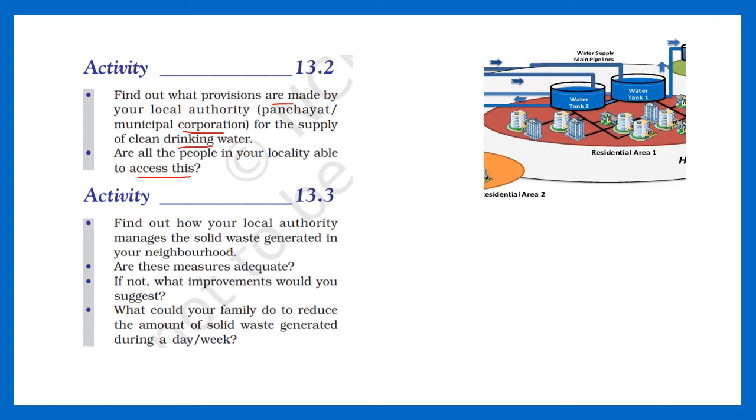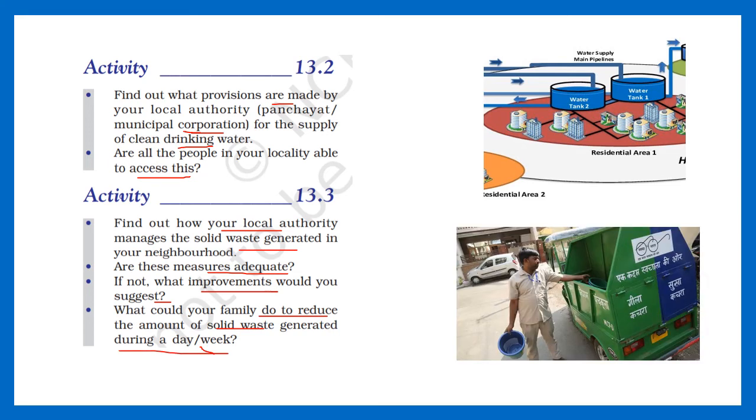Another one is to find out how your local authority manages the solid waste generated in your neighborhood. Are these measures adequate? If not, what improvements would you suggest? What could your family do to reduce the amount of solid waste generated during a day per week? Actually, both the activities are related to your daily life. One is about the supply of water and the other is the collection of solid waste generated in your houses or your neighborhood. Okay.